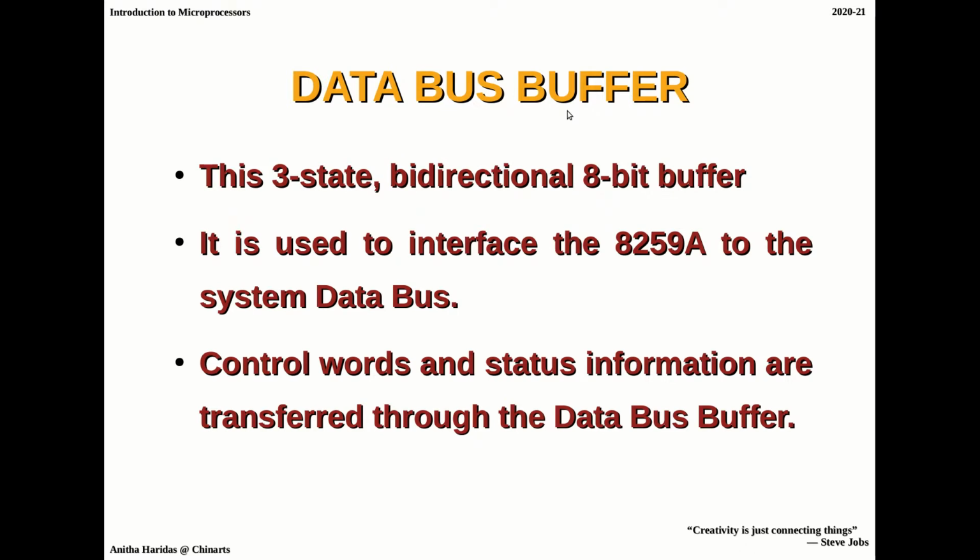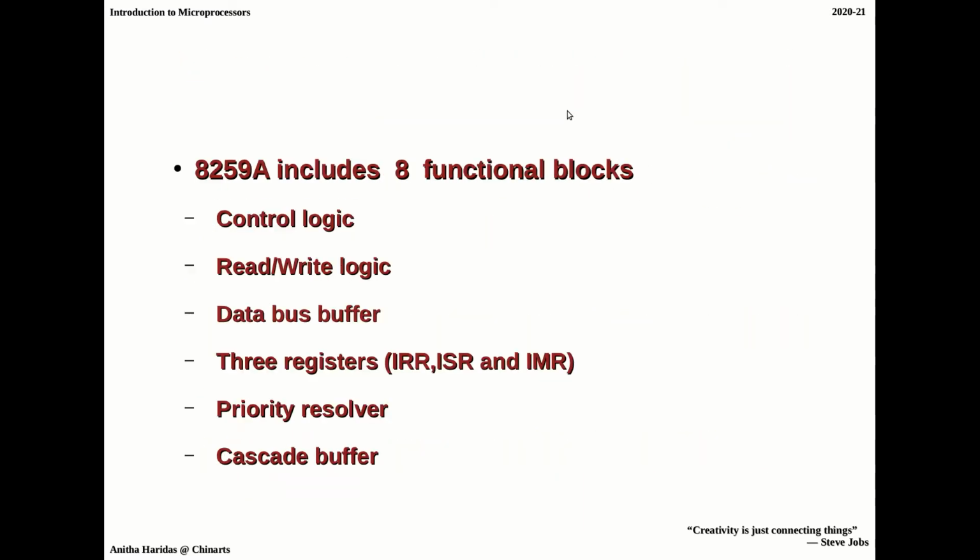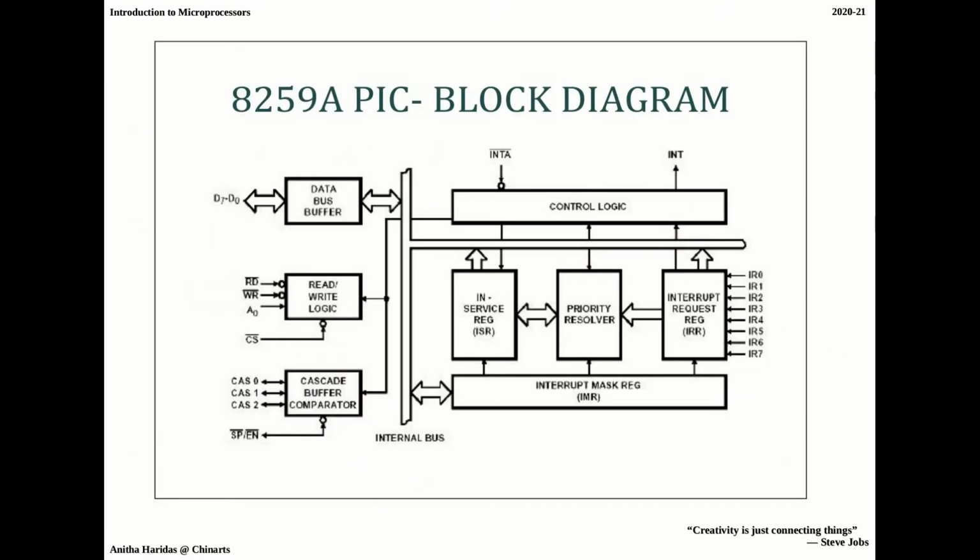Then another functional block is your data bus buffer. This is the data bus buffer. The data bus buffer has 8-bit data lines, which are connected to the processor CPU. This is going to act as a bridge between the internal bus and the system bus.